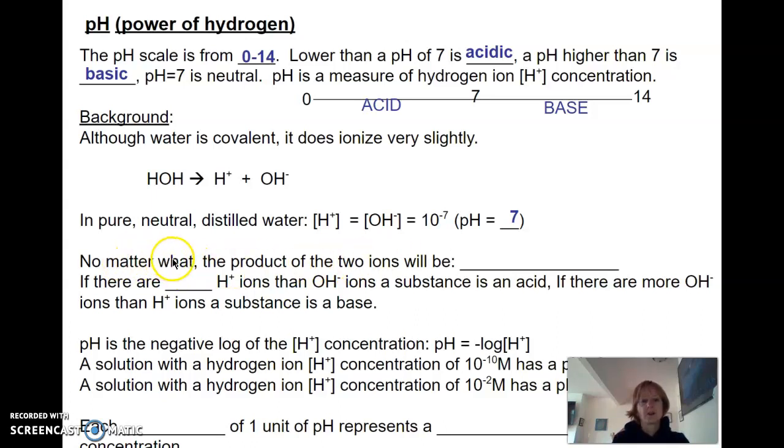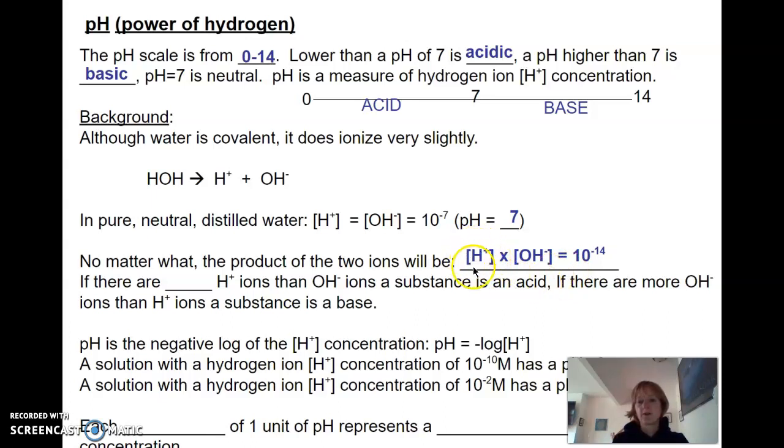In pure water or acid or base or whatever, when you multiply those two concentrations, 10 to the negative 7th times 10 to the negative 7th, hopefully you remember you add exponents, so you get 10 to the negative 14th, and that's where the 14 comes from. No matter what you have, an acid, a base, neutral, whatever, when you multiply those two numbers together, they're always equal to 10 to the negative 14th.